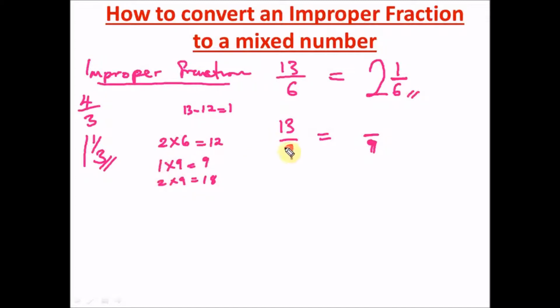And how many 9s can we get in 13? We can only get 1 9. So what is the remainder? 13 minus 9. What is 13 minus 9? That will give us a 4, and we'll drop our 4 here as our numerator. So this is a mixed number. This is how we converted 13 over 9 to one whole number 4 over 9.